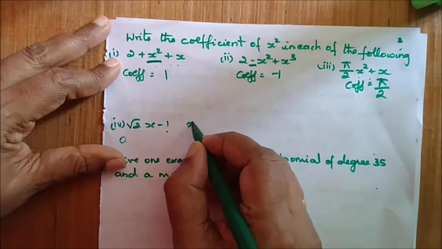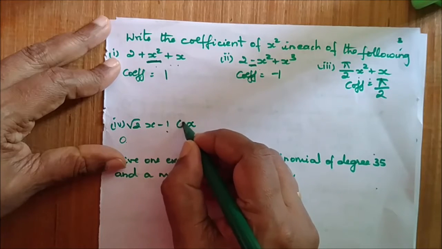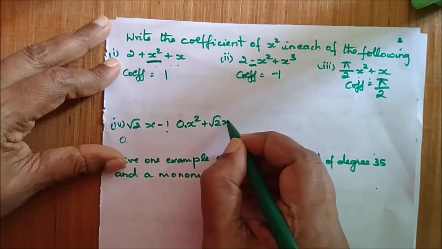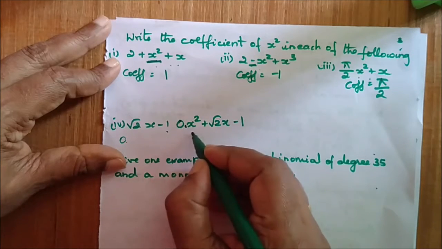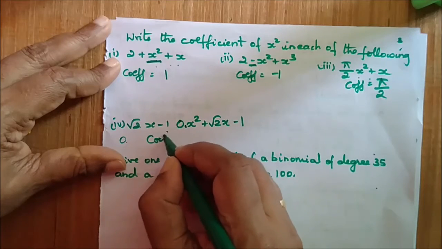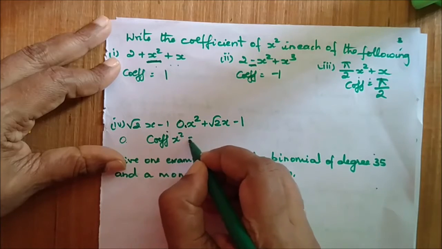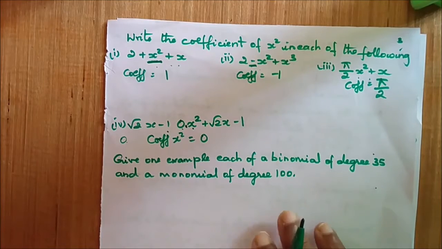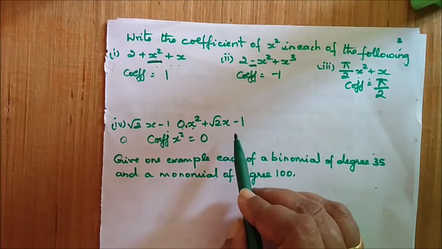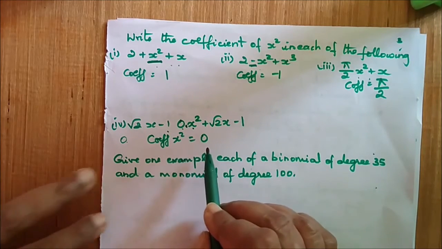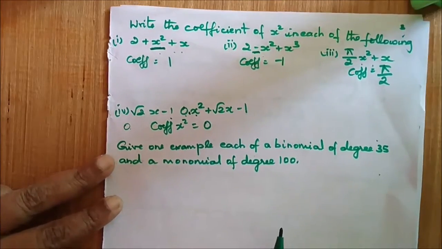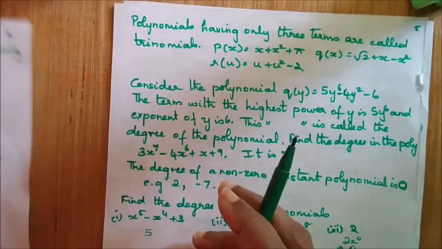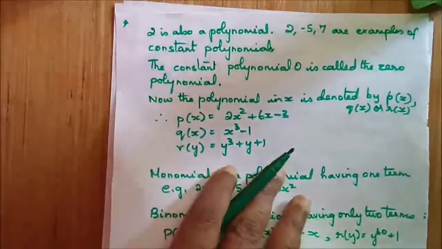But we can write this expression as 0 into x squared plus root 2x minus 1. So in this case, the coefficient of x squared is equal to 0. 0 into x squared is 0. So you will have root 2x minus 1. So the coefficient of x squared is 0. I hope you get it. Now we'll go to the next topic.